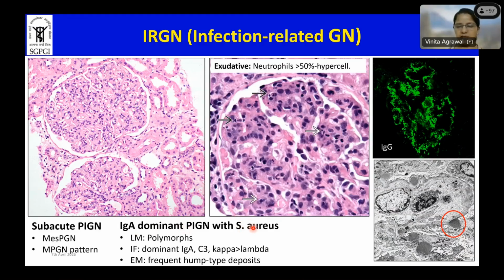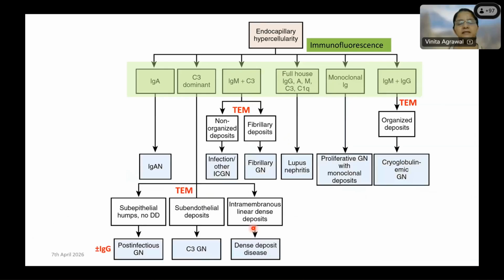And one condition which can also show a typical proliferative glomerulonephritis is IgA dominant PIGN, which is typically seen in Staphylococcus aureus infections. Okay, this is just a flow chart to show you how immunofluorescence helps you in making a differential diagnosis. And of course, transmission electron microscopy comes in to make a definite diagnosis, especially when you're looking at organized deposits.